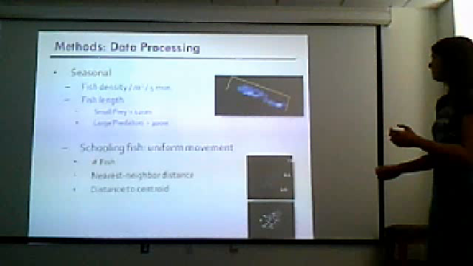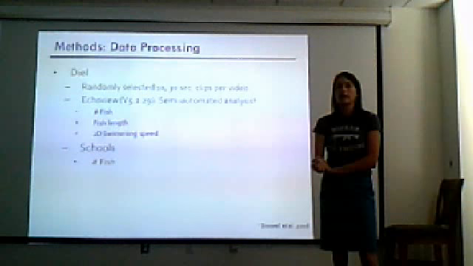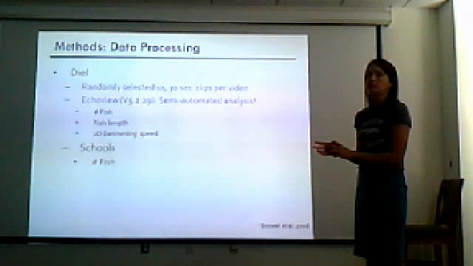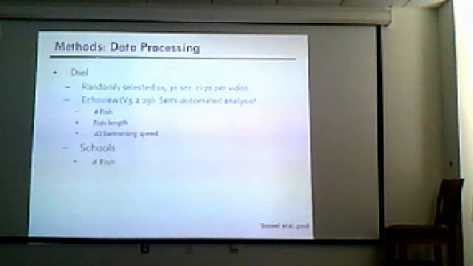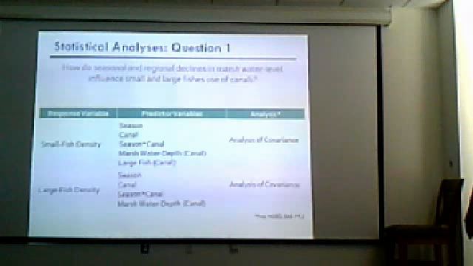Now for the Daniel videos, instead of counting all the fish within 15 minutes, I divided them up into 30-second clips and then randomly selected 10 to process. And I used EchoView and some methods developed by Kevin Boswell and others to get at the number of fish, their length, and their 2D swimming speeds. Because remember, this is a two-dimensional image. And then for schools, in this case, I was only interested in the number of fish that were in the school.